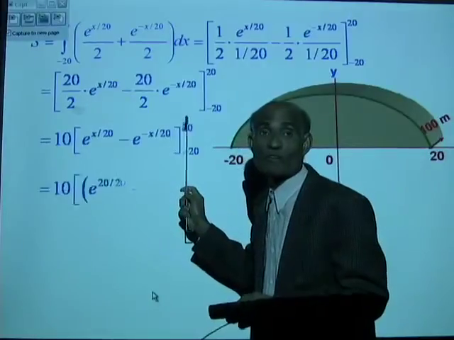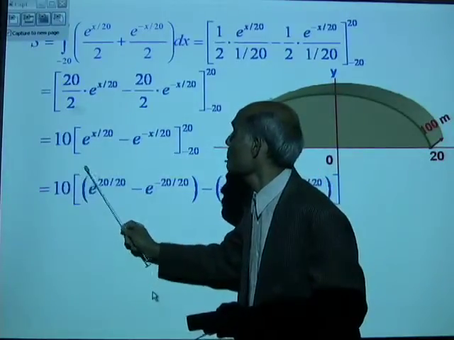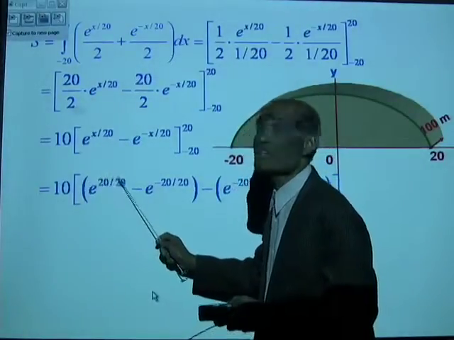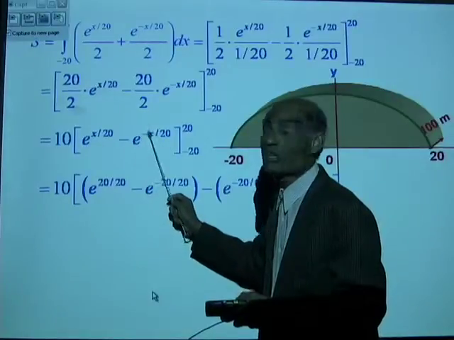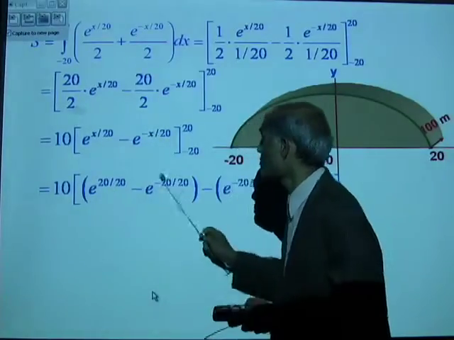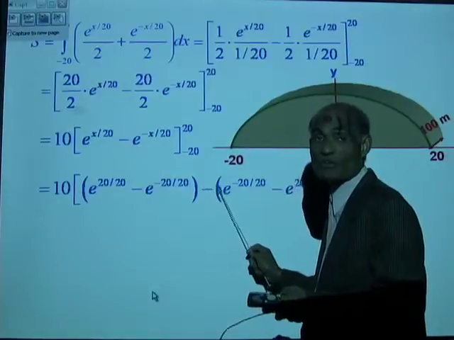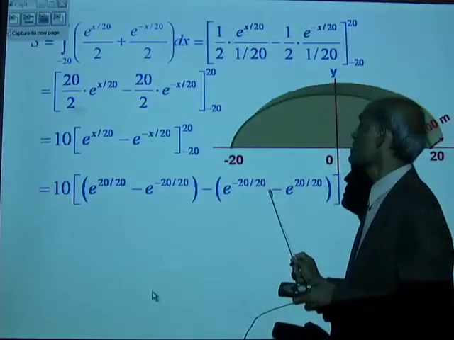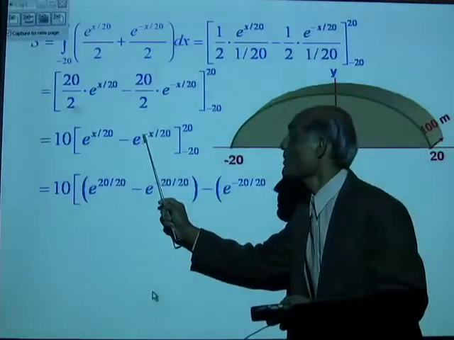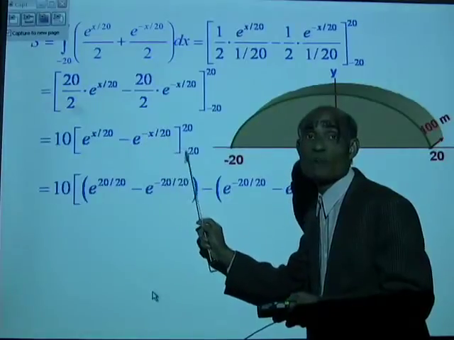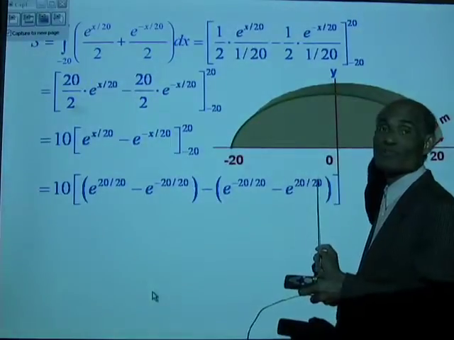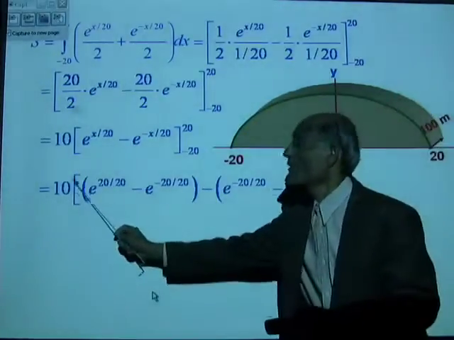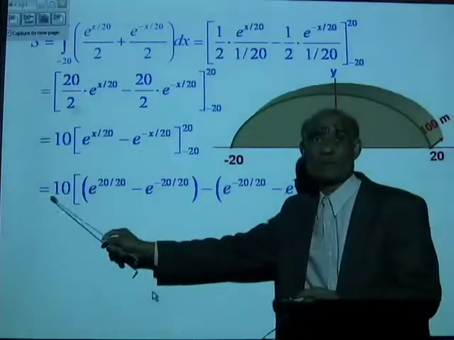Replace x by positive 20. That would be 10 times, watch how that is done. The upper limit is 20. e to the power of 20 divided by 20 minus e to the power of negative 20 divided by 20, the upper limit, minus. Now the lower limit. e to the power negative 20 divided by 20 minus e to the power of, look at this, this negative minus 20 becomes positive 20 divided by 20. Now the upper limit minus the lower limit, that quantity is multiplied by 10.